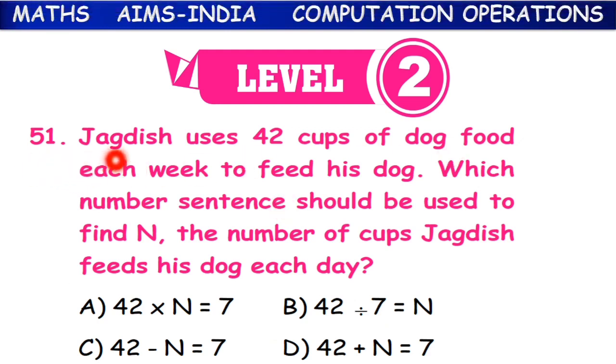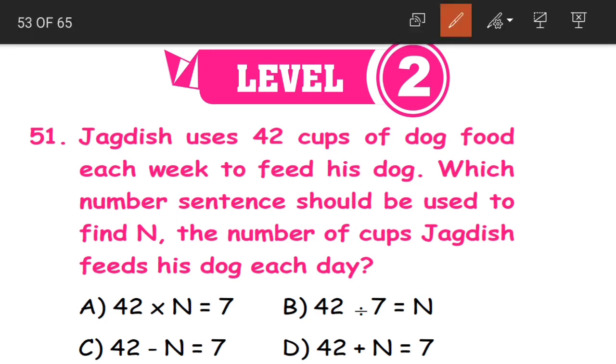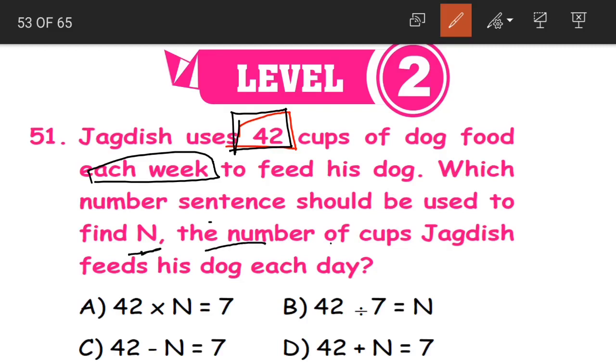Now next, question 51. Jagadish uses 42 cups of dog food each week to feed his dog. Which number sentence should be used to find n, the number of cups Jagadish feeds his dog in each day? Now what are they saying? Jagadish uses 42 cups of dog food each week. In a week, he'll use how much? He'll use 42 cups of dog food. Now what should we do? We should find n, that is the number of cups that Jagadish feeds his dog each day.